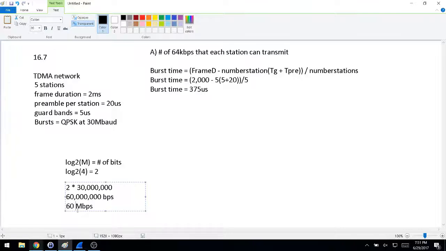But now we're still not quite done, because we know that every burst that we have is transmitting at 60 megabits per second. That's great. We have a burst time, which means we know how long the burst time is. But what we don't quite know is basically the capacity of each Earth station. And let me pull up my notes here. Where are we? Let me see if I can explain that in a different way.